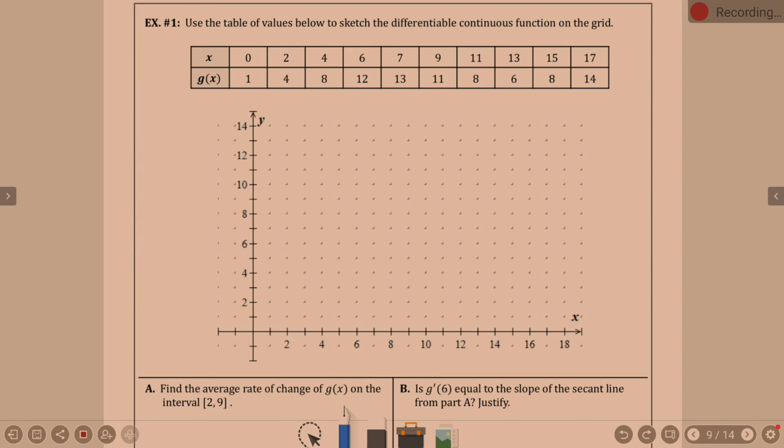Okay, so use the table of values below to sketch the differentiable continuous function on the grid. Differentiable continuous. I'm going to connect everything, no sharp points, so it should be rounded curves, right? So you guys understand what I want you to do? 0, 1, put a dot. 2, 4, put a dot. You guys are not even looking at me, so I'm just going to keep going and quit reading out loud.